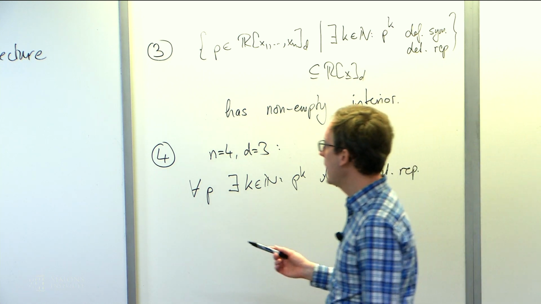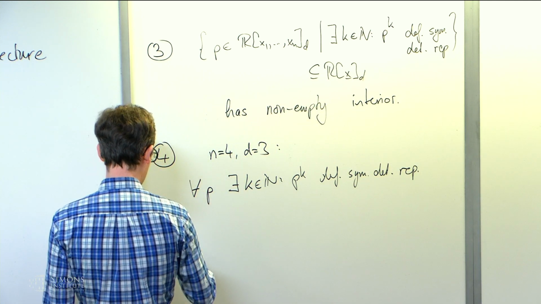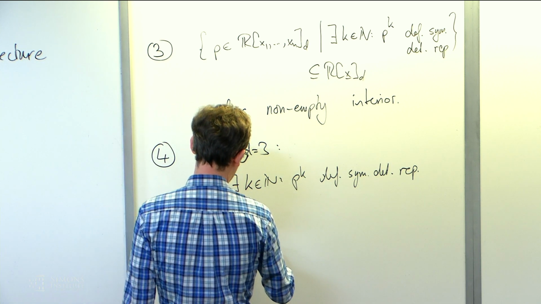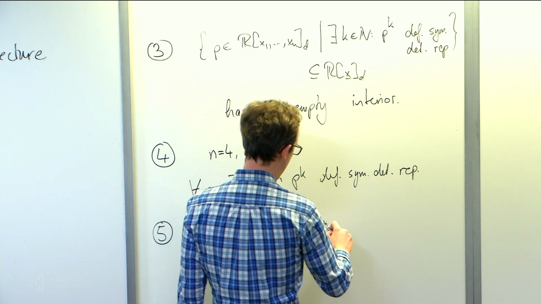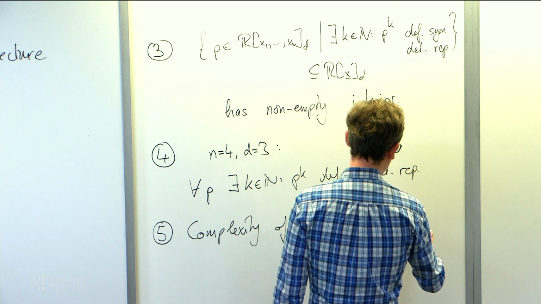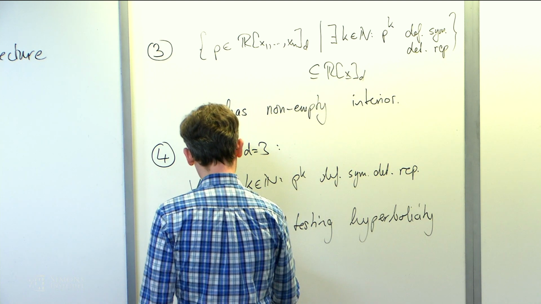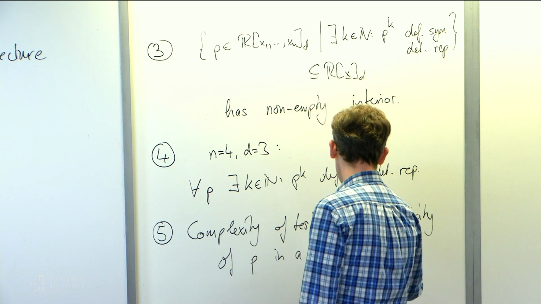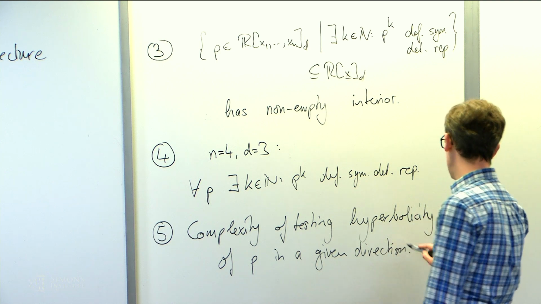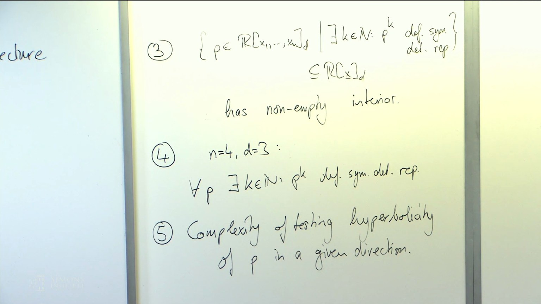Okay. And then apparently my last question is not open anymore, even though I wasn't aware of it. So the complexity of testing hyperbolicity of a polynomial in a fixed direction. And the discussion suggests that this is known to be NP-hard, but I don't know a reference. Pablo and Levent disappeared. They seem to know this. So maybe this is not open anymore, but maybe it is. Anyway, I haven't seen a paper yet that answers this question, and I think it's just relevant to know what the complexity status really is.